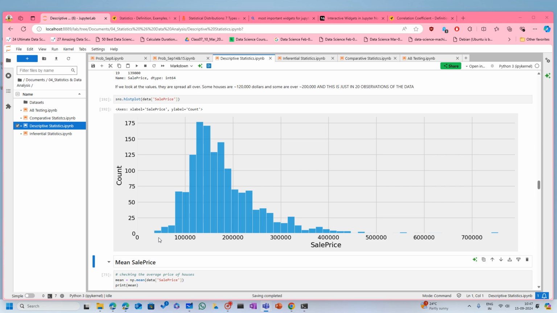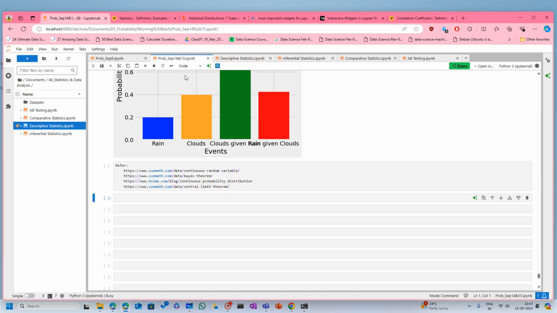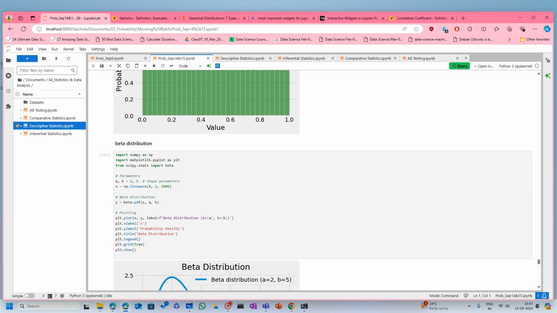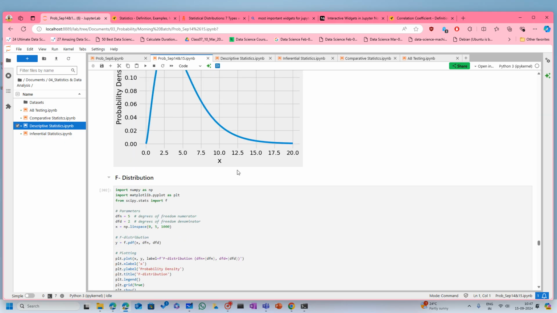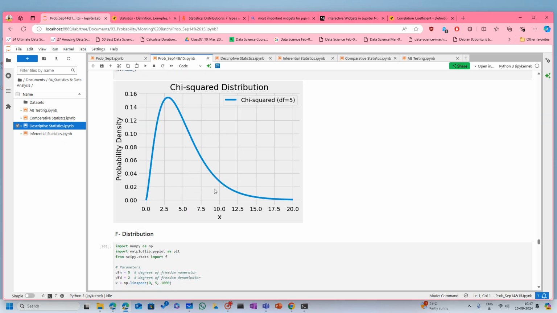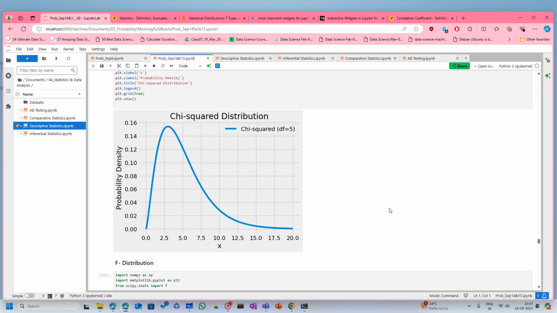Now my question to you is, what type of distribution is this? Can anybody tell me immediately? Do you remember or not? Forgotten already. What type of distribution is this? Linear? No. Out of the distributions that we learned, chi-square distribution.